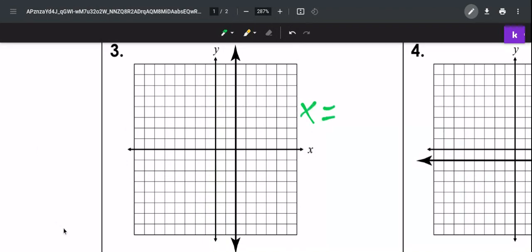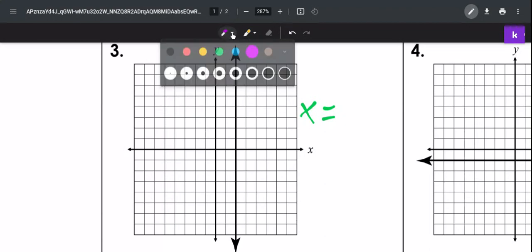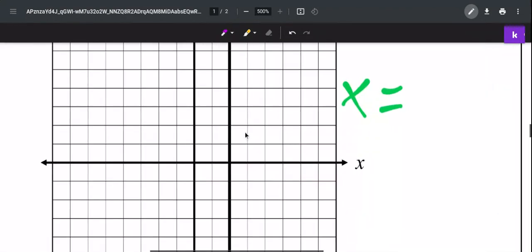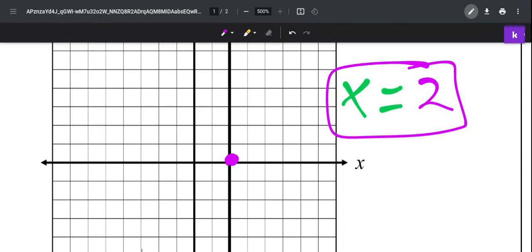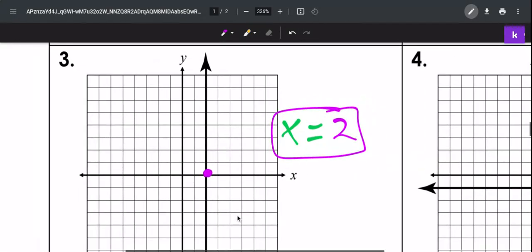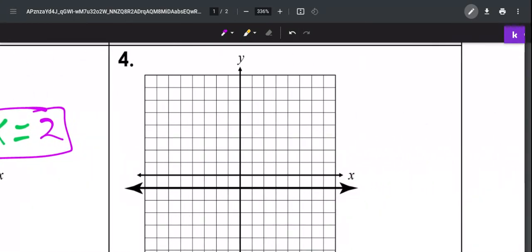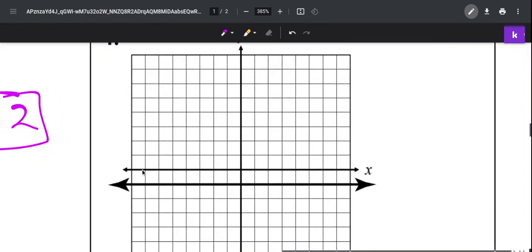All right, so then we'll say, x equals what? For that, we look at where this vertical line crosses the x-axis, and it goes through right here at x equals 2. So that's our equation for that line. All right. Number 4, if I were to say, okay, this is the x-axis.